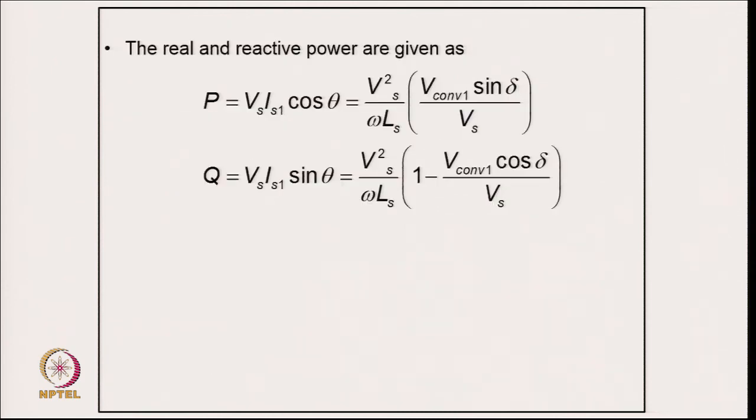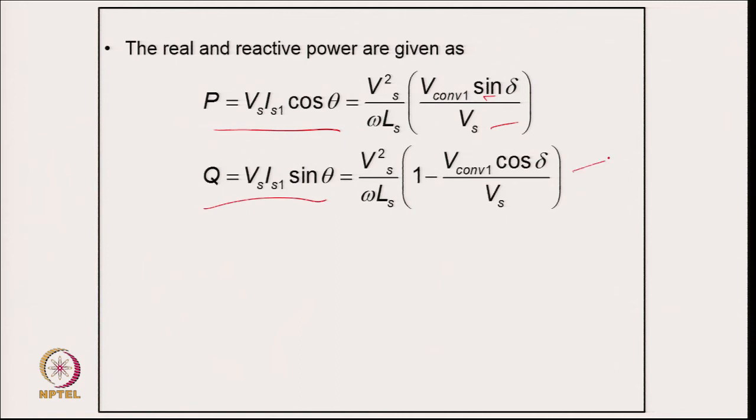So, with this we can have an expression for active power, Vs Is1 cos theta, and that will be Vs square upon omega Ls, V converter 1 sin delta, and Vs. This is the equation you could have dealt with very well in power systems, and then the reactive power will be given by this relation in this case.